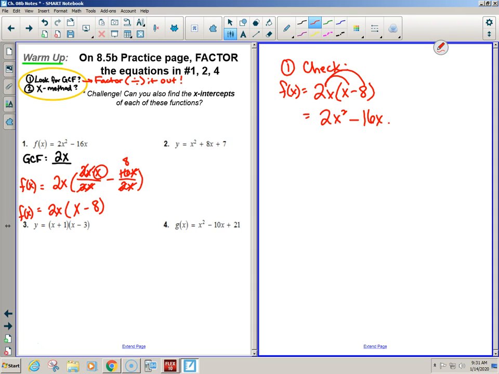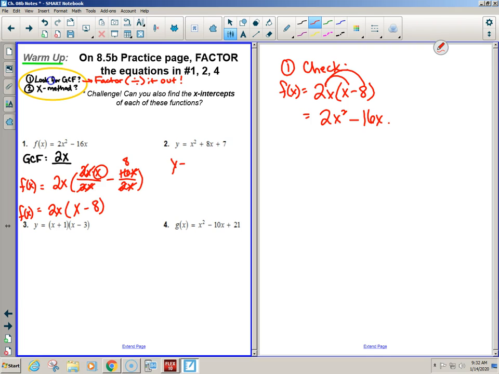Okay, here we go. For number 2, ready? The factors are x plus 7 times x plus 1. Or it could have been x plus 1 times x plus 7. These factors, some of you remember from last semester, can be written in either order.